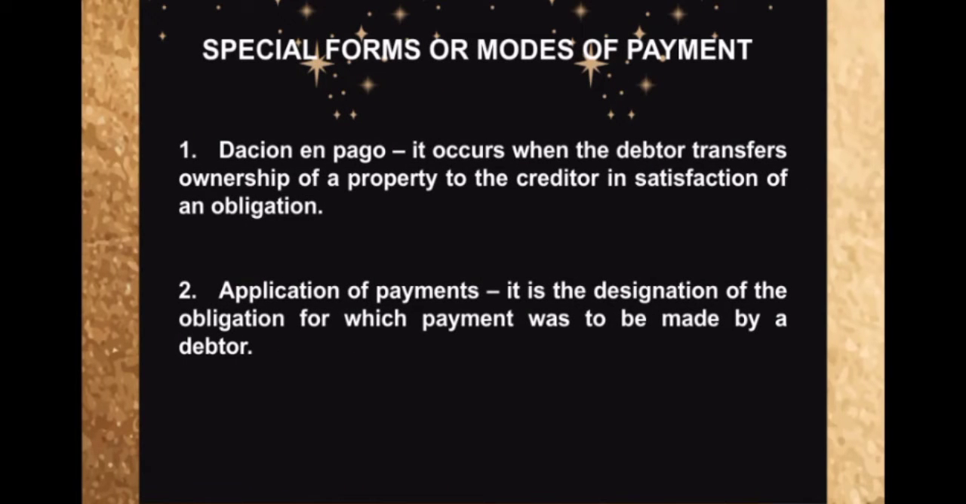Special forms or modes of payment, dation in payment or dacion en pago. It occurs when the debtor transfers ownership of a property to the creditor in satisfaction of an obligation. So, ayun, nangyayari ito kapag inililipat ng may utang ang ownership ng isang pag-aari sa pinagkakautangan niya bilang kabayaran ng isang obligasyon. Tandaan na sa particular na sitwasyong ito, ang orihinal na obligasyon ay hindi kasama ang naturang paglipat ng pagmamay-ari. Karaniwang ginagawa ito kapag nabigo ang may utang na bayaran o gawin ang kanyang obligasyon.